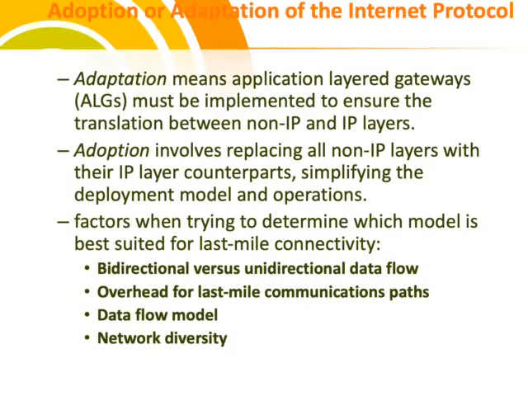To deal with these application layer gateways, we are supposed to adapt, and that is what we call adaptation. And we have something called adoption. Adoption involves replacing all non-IP layers with their IP layer counterparts, simplifying the deployment model. Nothing but we can replace something that will give us the functionality of this ALG, either direct conversion or we may write our own program so that it can incorporate those deployment levels, that is adoption.